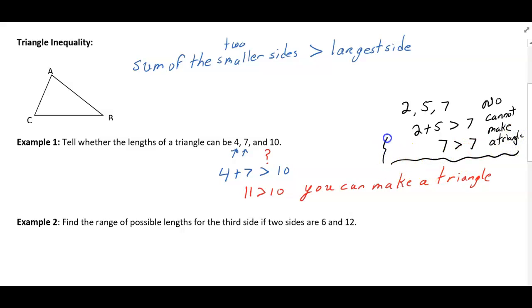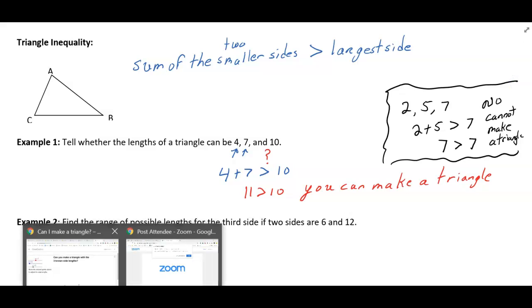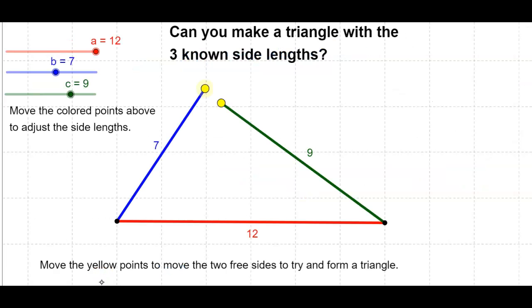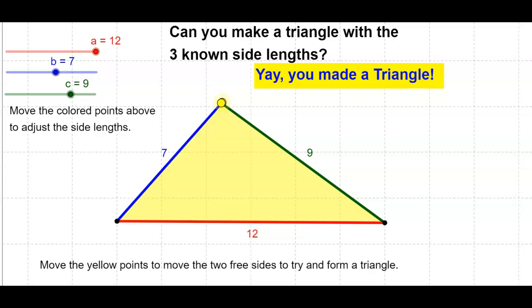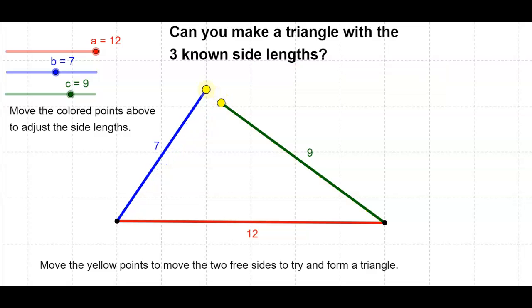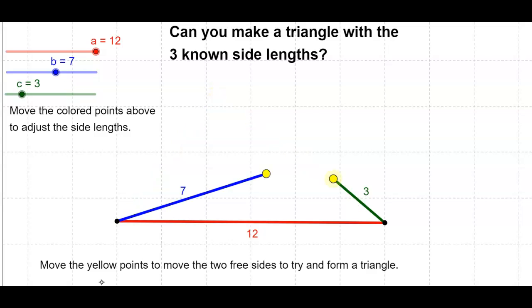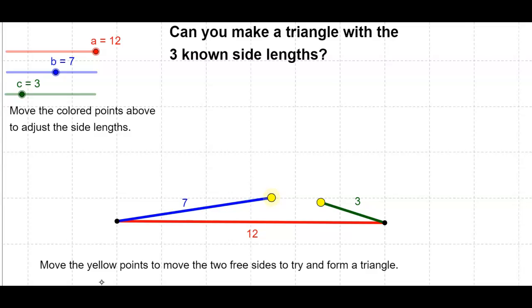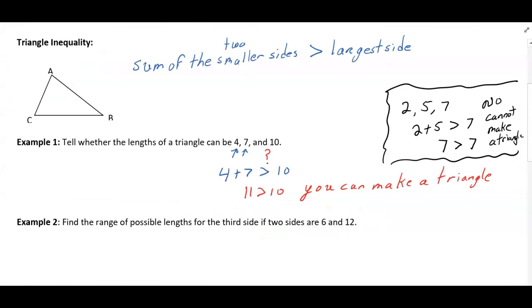I just did another example here. Let's look at the other one that we did. Here the sides are 7, 9, and 12. The two smaller sides are 9 and 7. 9 plus 7 is 16. That is bigger than 12. So you can make a triangle here. In this other example, if I try adding 7 and 3, I get 10. That's not bigger than 12. So you cannot make a triangle here. So that's called the triangle inequality.